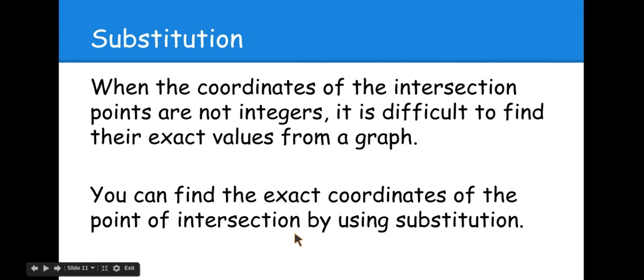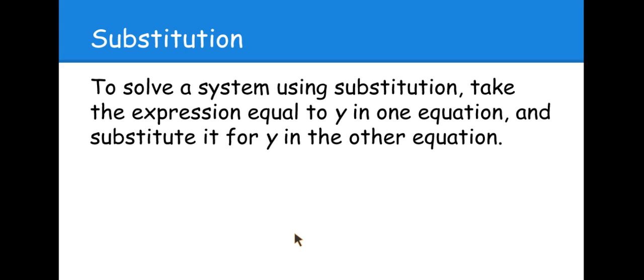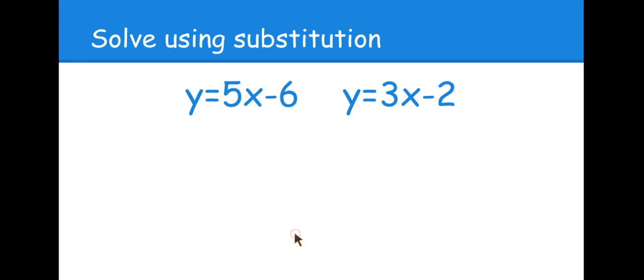Another way to find the point of intersection is by substitution. When the coordinates of the intersection points are not integers, it is difficult to find their exact values from a graph. So you can find the exact coordinates by using substitution. To solve a system using substitution, take the expression equal to y in one equation and substitute it for y in the other equation. So we'll see what this looks like.